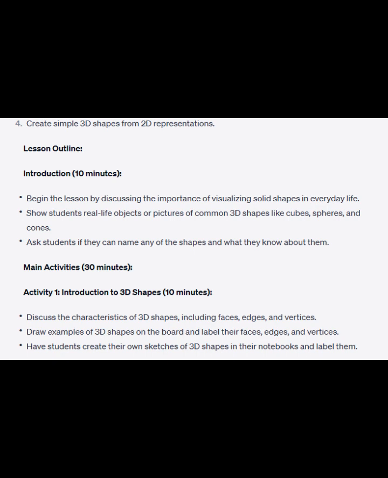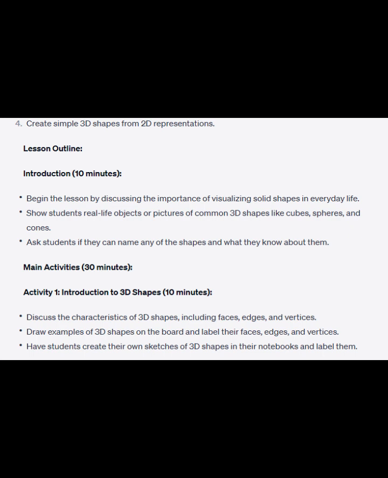Lesson outline. Introduction, 10 minutes. Begin the lesson by discussing the importance of visualizing solid shapes in everyday life. Show students real-life objects or pictures of common 3D shapes like cubes, spheres, and cones. Ask students if they can name any of the shapes and what they know about them.